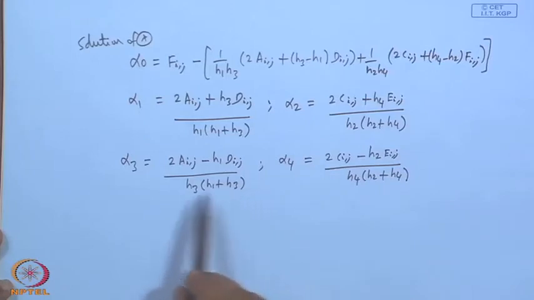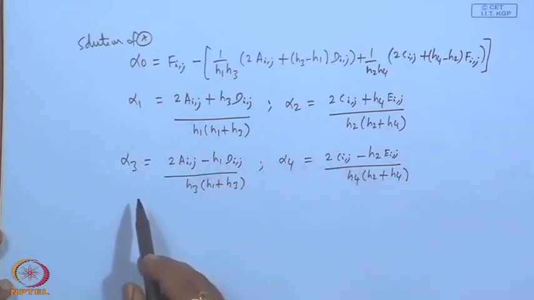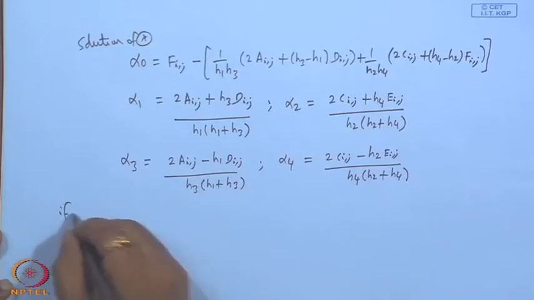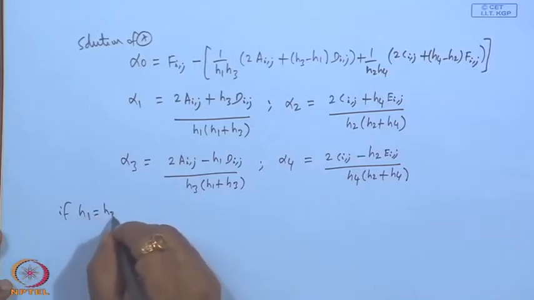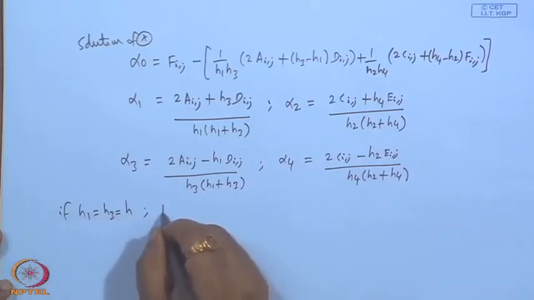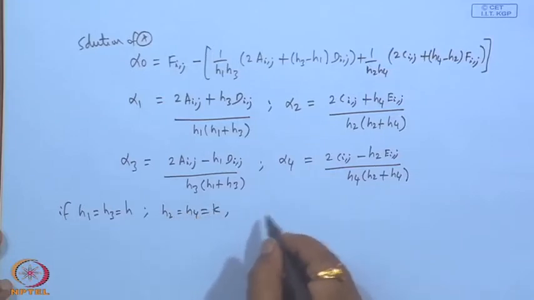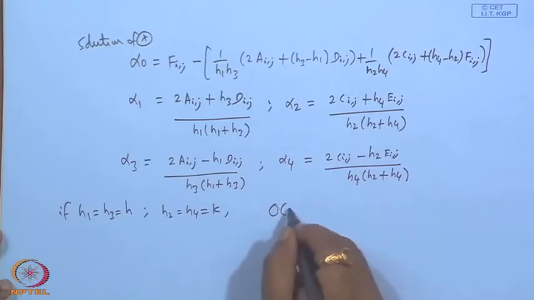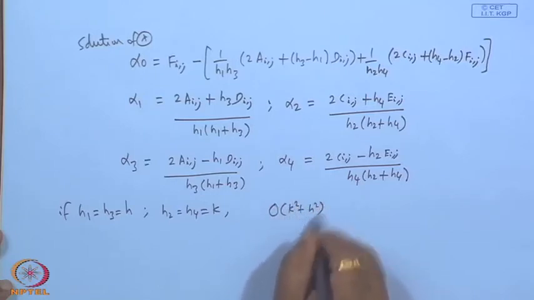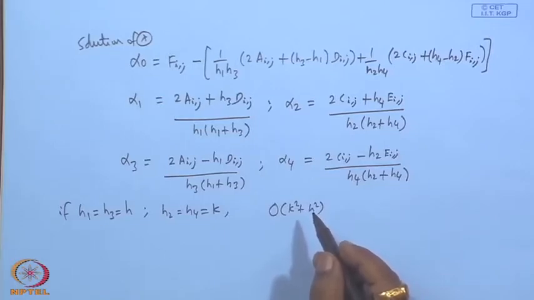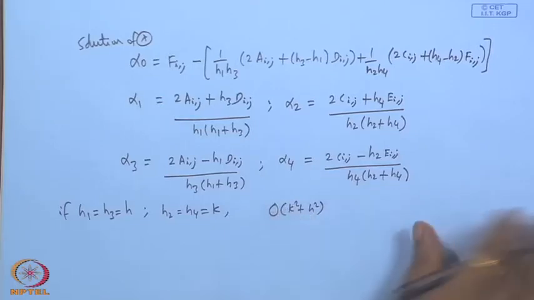So, this is a system, hence we have the corresponding finite difference approximation. However, if h1 equals h2 equals h and h3 equals h4 equals k, then the method becomes of order k square plus h square. Okay. So, this is one remark. Otherwise we have the general method. So, now let us see how this method can be applied to a typical situation.